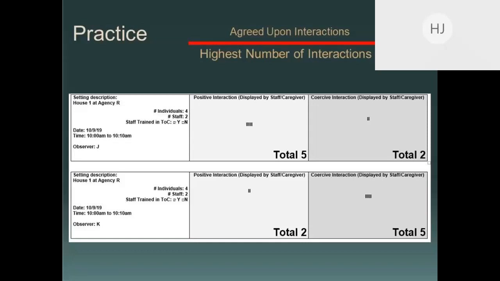That's going to be our top number in the math formula. Our numerator is 4. And then for the highest number of interactions scored, each observer scored 7 interactions. So they scored the same number of interactions, and our bottom number is just going to be 7. It's going to be 4 divided by 7, which is 57%.